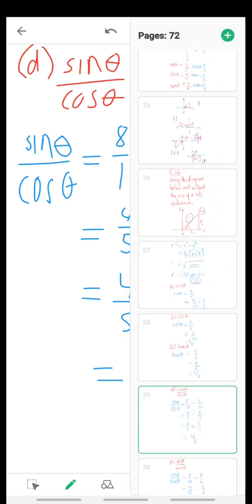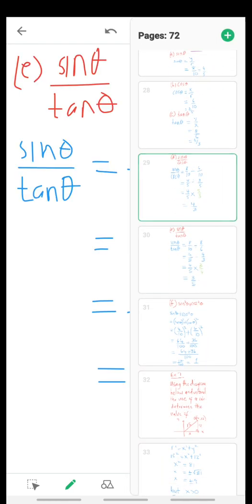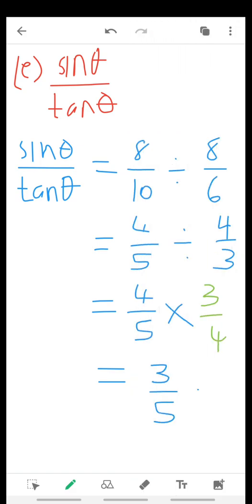Then we have the second last question, E, which is sine theta over tan theta. You must find this answer and simplify it. From the diagram, sine theta is Y over R. My Y was 8, my R was 10, divided by tan theta. Tan theta is Y over X. My Y was 8, my X is 6. Then I simplified 8 over 10 as 4 over 5. Simplify 8 over 6, I got 4 over 3.